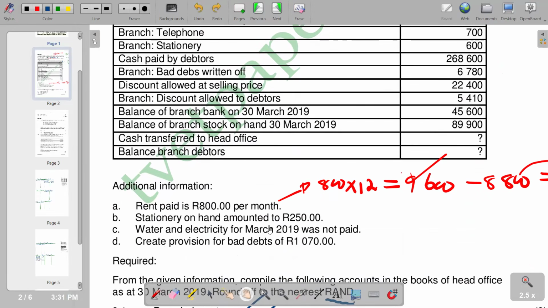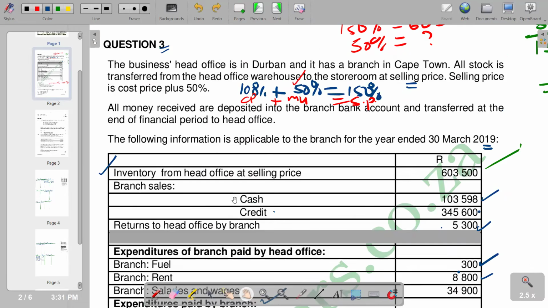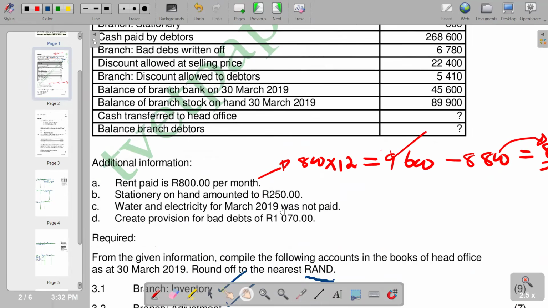We have got water electricity for March 2019 was not paid. For March was not paid. March is the last month according to our financial period. Remember, our financial period is ending 30 March 2019, which means it started 1 April 2018 to 30 March 2019. So they are now saying the one for March is not yet paid. That's what this statement is saying. Water electricity for March 2019 was not paid.